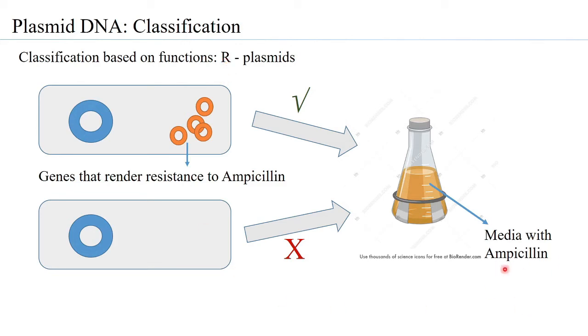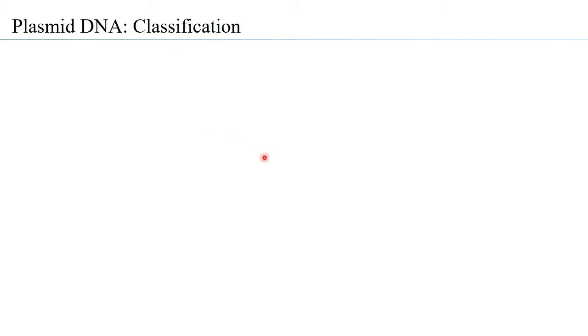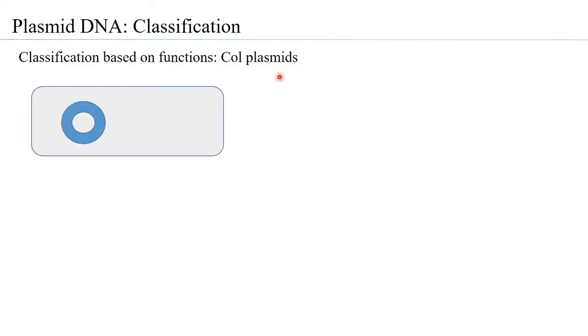Now this was just an example for ampicillin. You can have different R plasmids that render resistance to different antibiotics. Let's go to the next group of plasmids, what are called the Col plasmids.